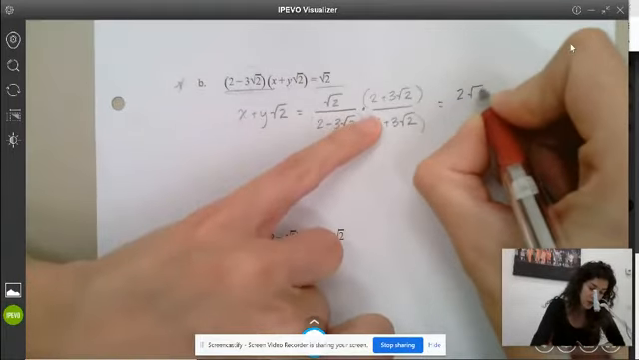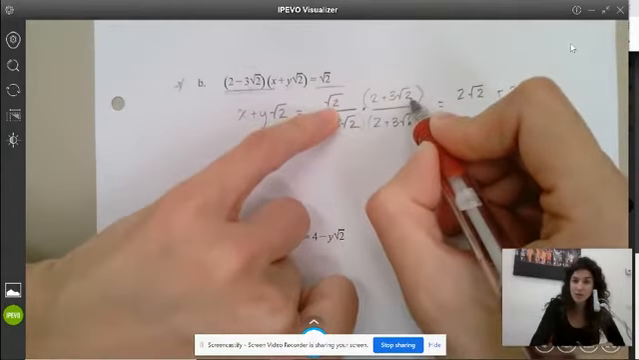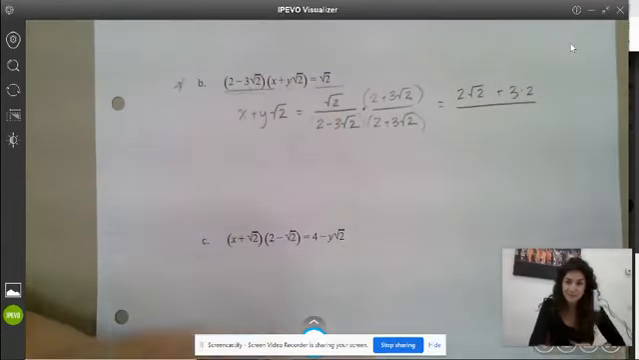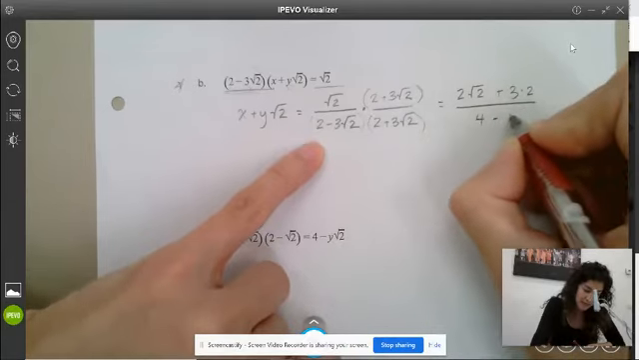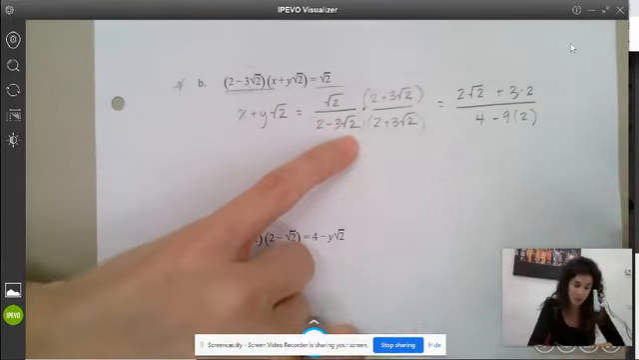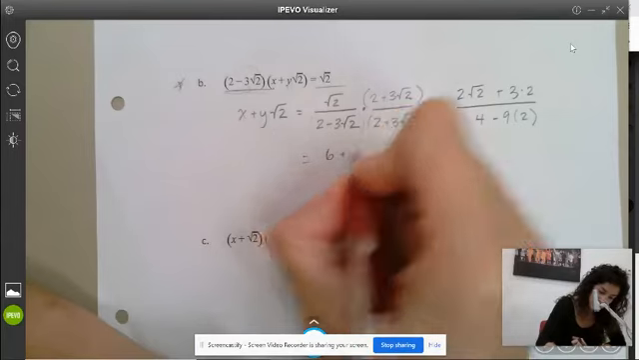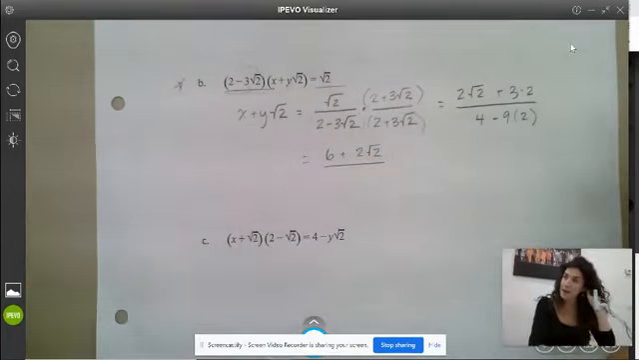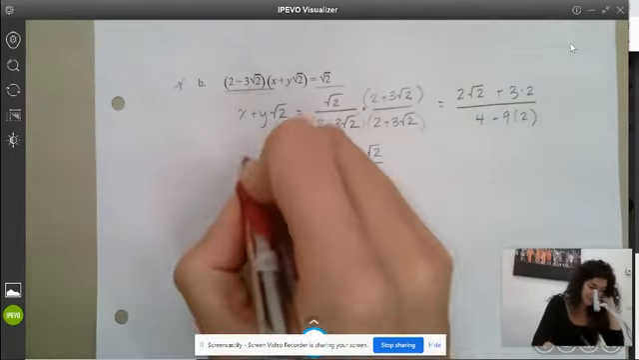So I get 2 square root of 2 plus, and then that's 3, and then root 2 times root 2 is just 2 in the numerator. In the denominator, I know it's going to be the square of the first term minus the square of the second term. So that's going to be 3 squared as well as the square root of 2 squared. This all simplifies down to 6 plus 2 square root of 2 divided by 4 minus 18, which is going to be negative 16.